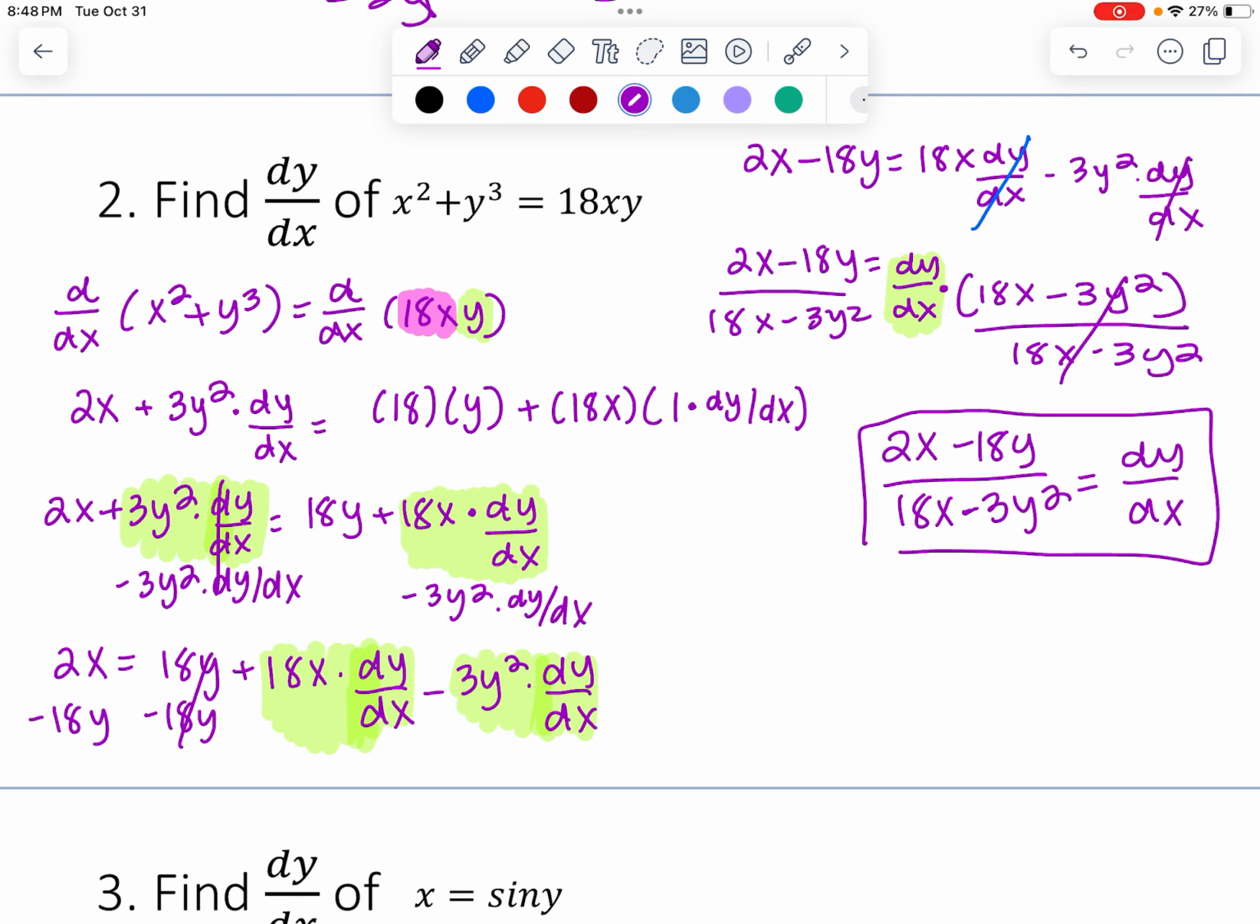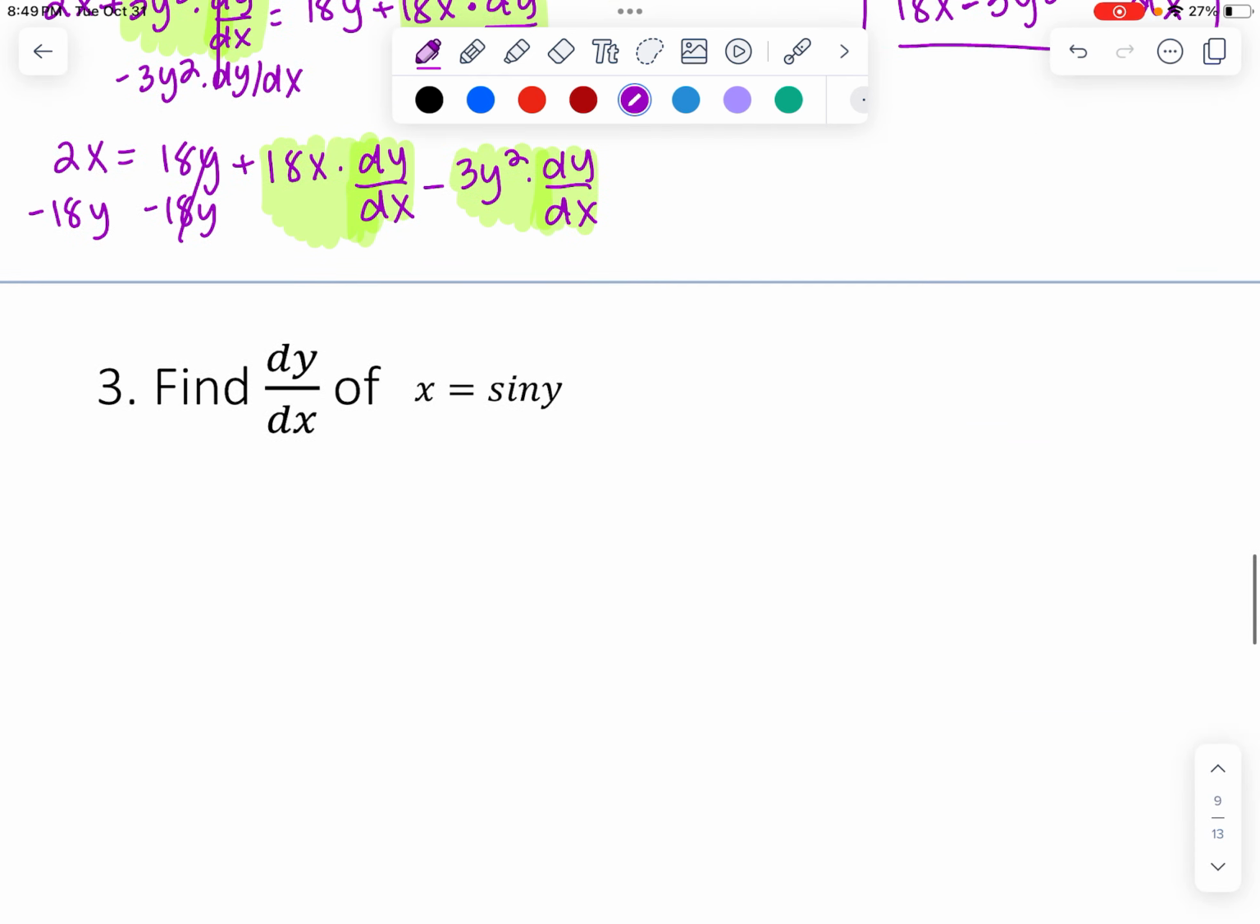Okay, the next one is not as bad, and then we'll try to move quicker through some of these other ones. So the next one's a lot shorter. So step 3, it says find the derivative of x equals sine y. There is a tricky part to this, but we'll get there when we get there. So we're going to take the derivative of both sides with respect to x.